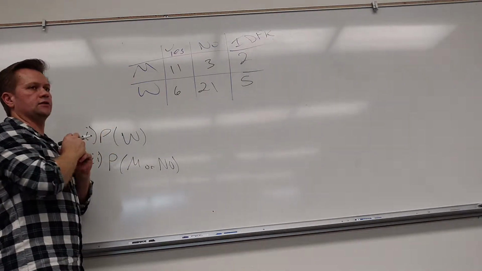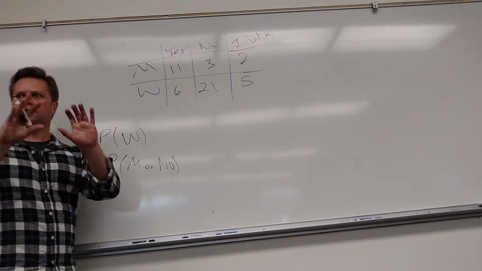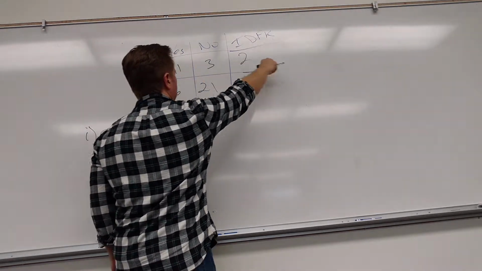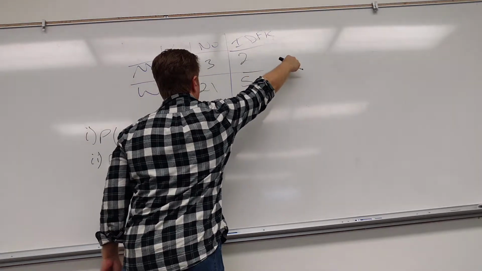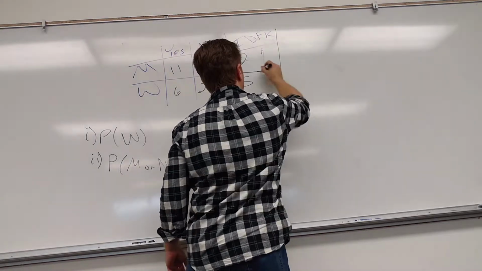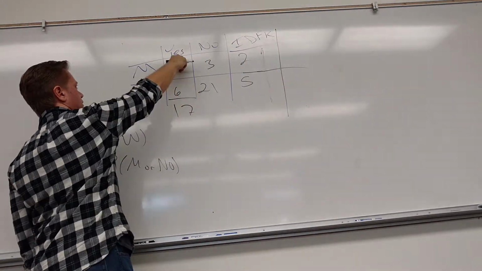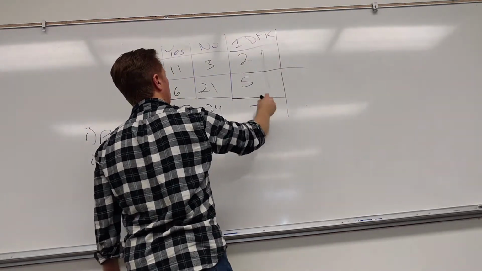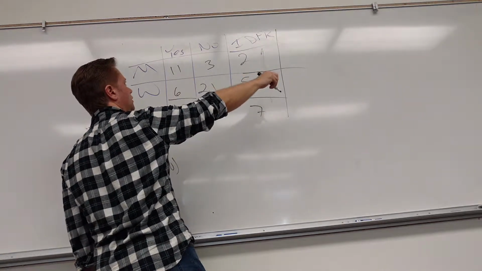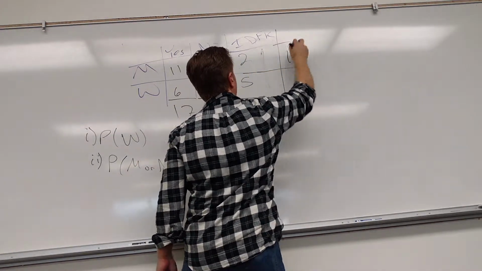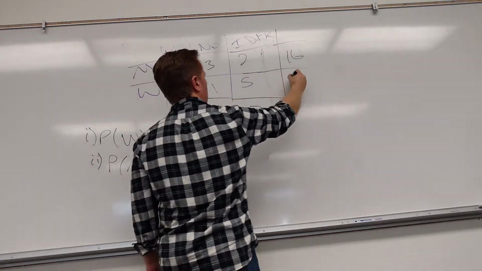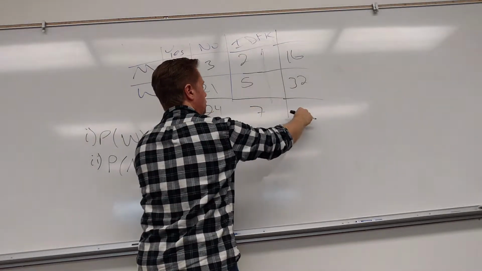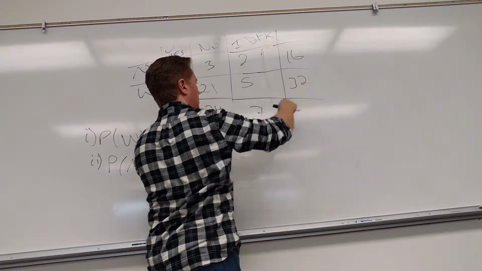So how many total people said yes? 17. This is the first place where people don't read these things correctly. There were 17 people that said yes. How many said no? 24. How many said they don't know? 7. How many men were there? 16. And how many women were there? 32. And then the grand total is 48.